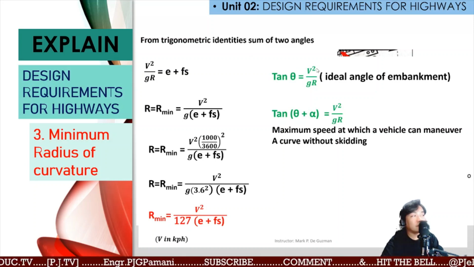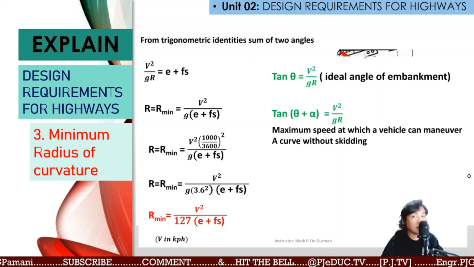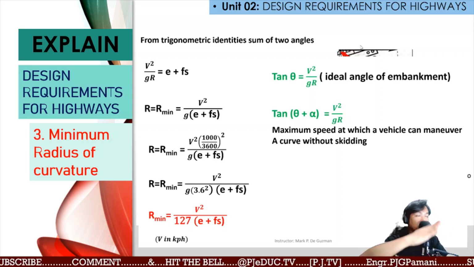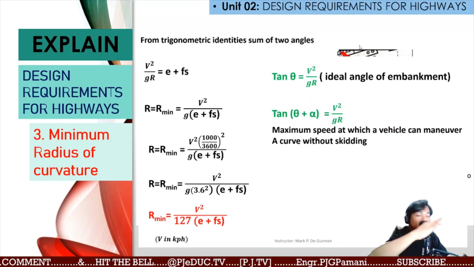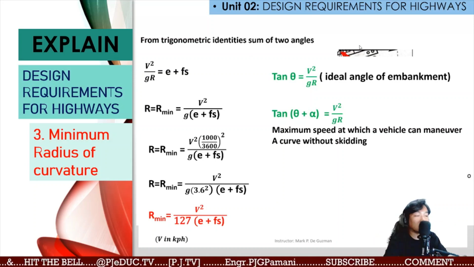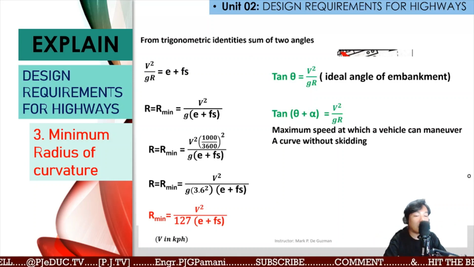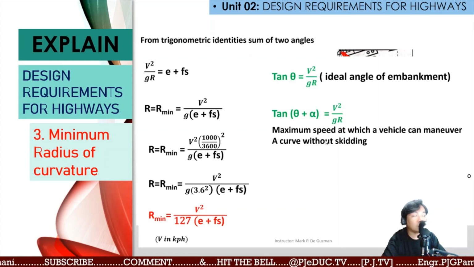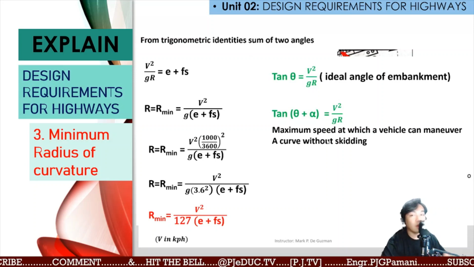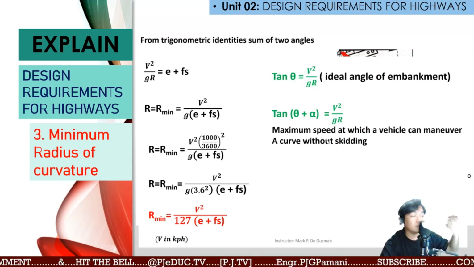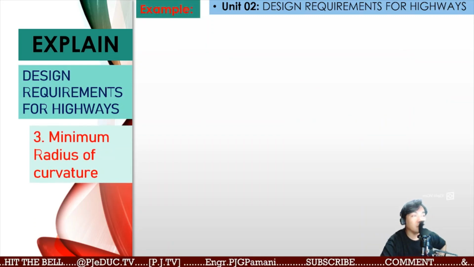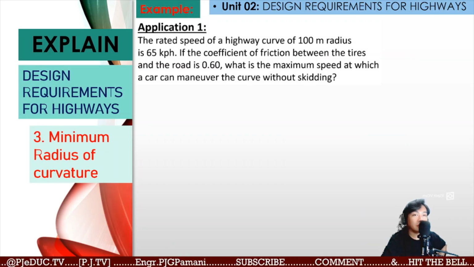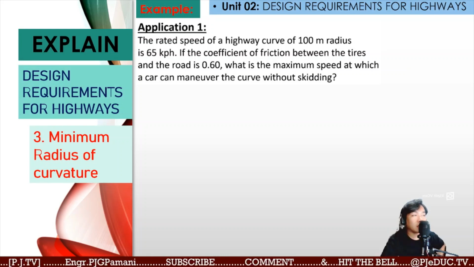And tangent theta equals V squared over GR is the ideal angle of embankment. So how do we incline the road on horizontal curves or on vertical curves as it tips or performs skidding? Then tangent theta plus alpha equals V squared over GR, the maximum speed at which a vehicle can maneuver a curve without skidding. Okay? As an example, on the minimum radius of curvature, we have here application number 1.